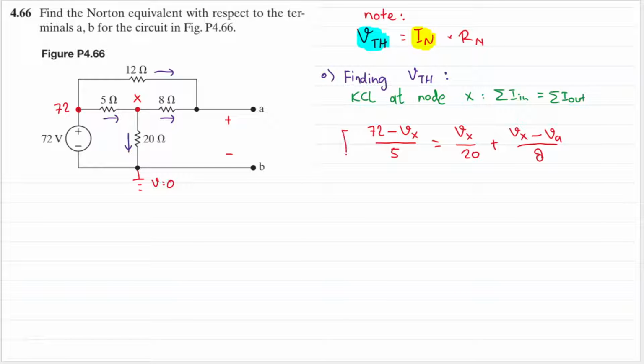I think we can multiply both sides here by 40, right? So we can cancel out all the denominators here. Okay, 5 and 40 will cancel into 8. So we will have 72 multiplied by 8, and then minus 8 Vx. And then this will equal 2 Vx plus 8 and 40 will cancel into 5. So we will have 5 Vx minus 5 Va.